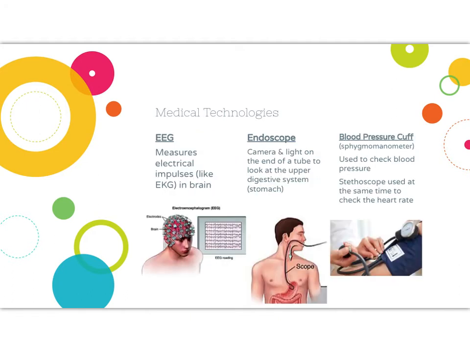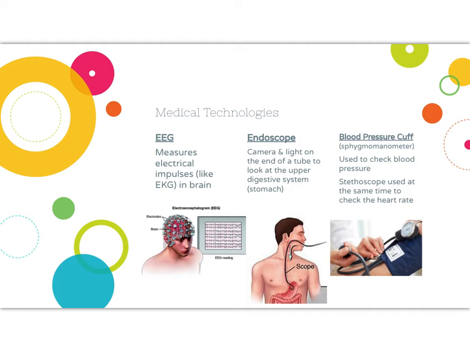An EEG measures the electrical impulses just like an EKG would, but now they're measuring them in the brain. So they put these electrodes all over somebody's scalp, and each one will pump out an electrical impulse reading as well from the nerve impulses in our brain. An endoscope is a long tube that has a camera and a light on it, and it's put down our esophagus to look at the upper digestive system, so the stomach, to diagnose ulcers and other types of stomach problems.